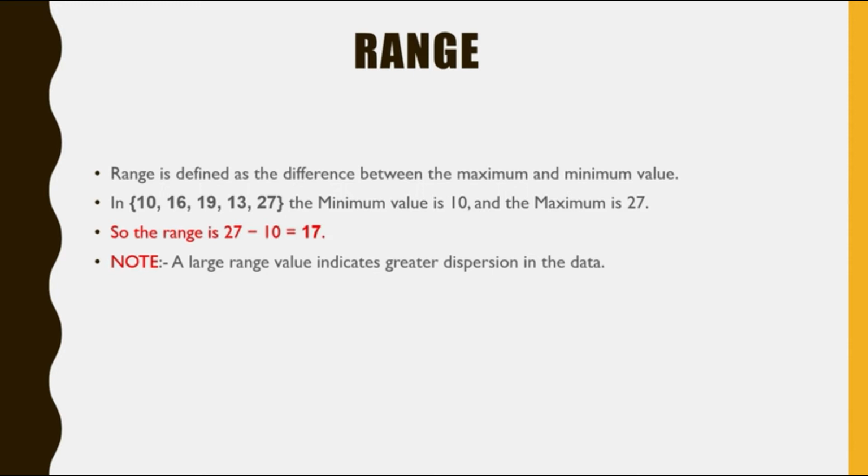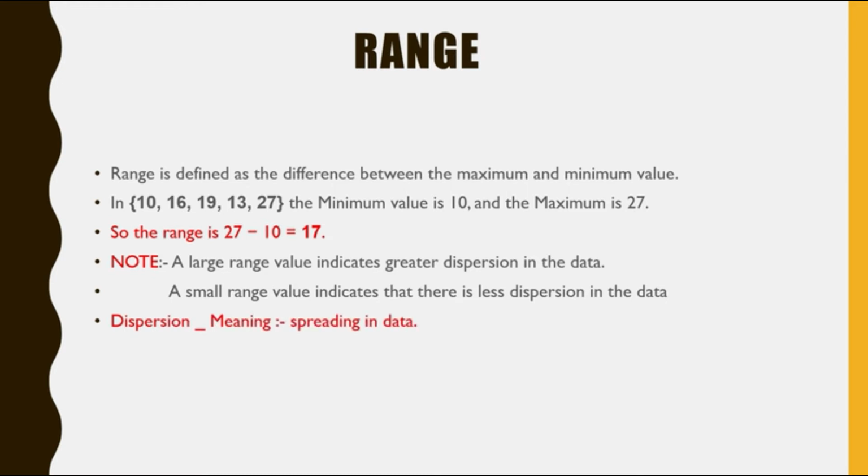What do you mean by range? What is the application of range? Range gives two different aspects of your data. If a large range value indicates greater dispersion in the data, it means that your data is not close together, the data is far apart. And another aspect: a small range indicates that there is less dispersion in the data, it means that your data is close together.